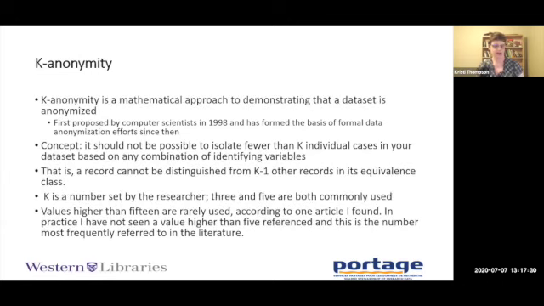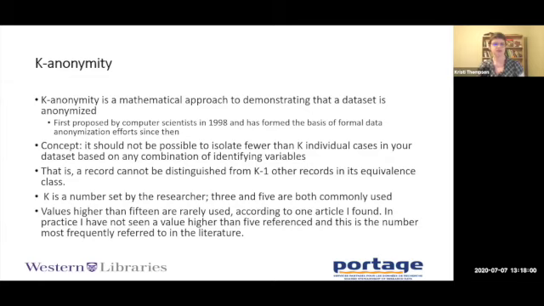K-anonymity is a mathematical approach to demonstrating that a data set has been anonymized. It was first proposed by computer scientists in 1998 and has formed the basis of formal data anonymization efforts since then. The basic concept is that it should not be possible to isolate fewer than k individual cases in a data set based on any combination of identifying variables. That is, a record cannot be distinguished from k-1 other records in its equivalence class.